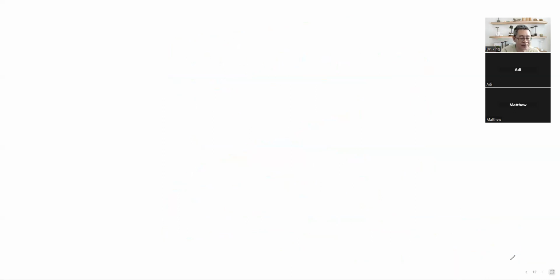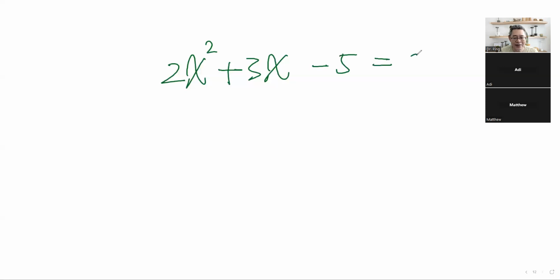Let's try 2x squared plus 3x minus 5 equal to 0. Let's see how you got this one.